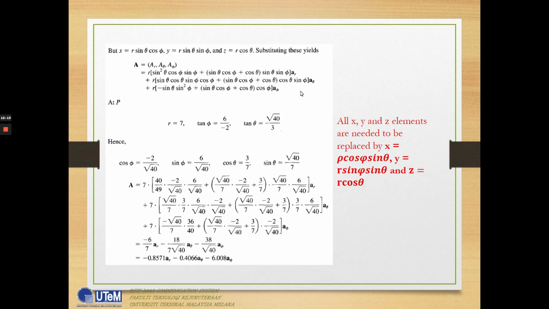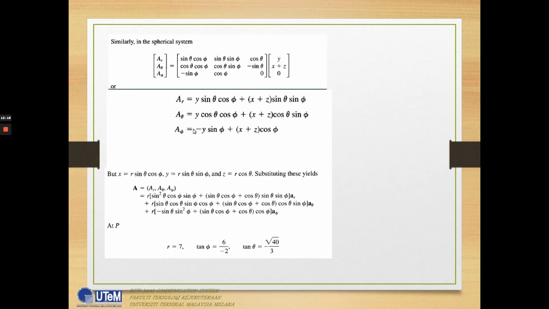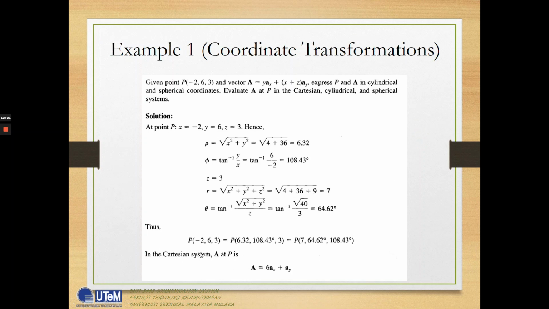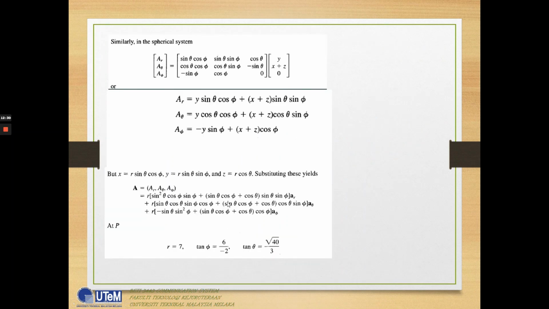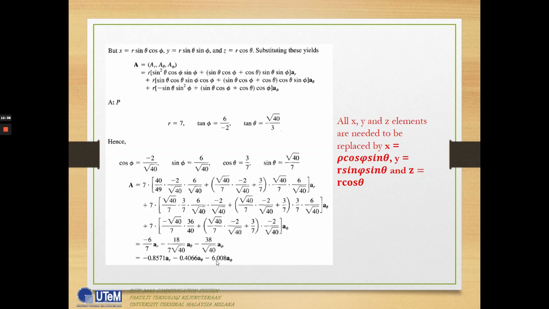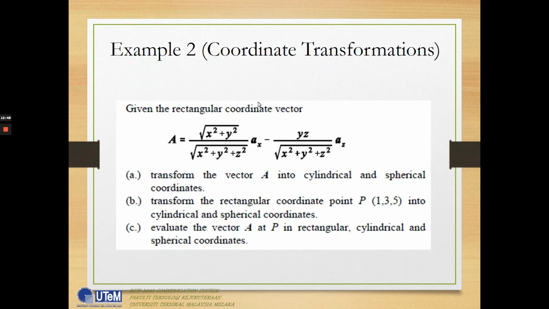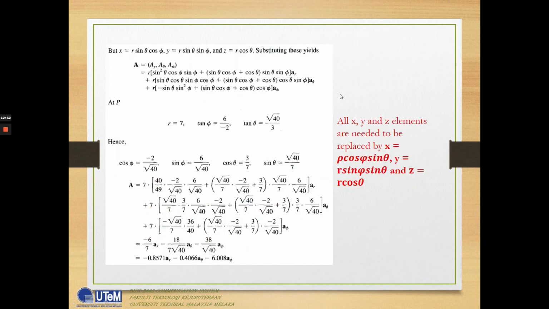So up till this point, if there is no point given, your answer is already done. But here the point is given. So at P, we know r is equal to 7 because we find it here. R is equal to 7, and then theta is equal to 64.62. They have done it a little differently, but you can directly put phi and theta values here also, and then you can directly calculate these values, and then you get somewhat like this. So this is the representation, and the representation has been done. That concludes this example. Now we go to example 2.